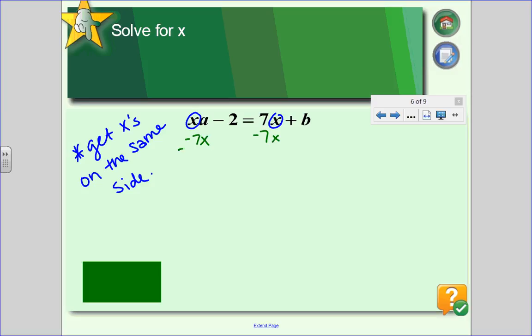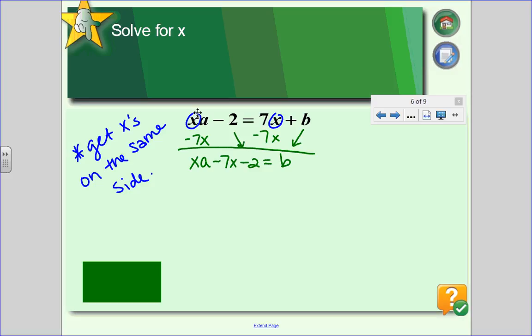And it doesn't matter how you do this. But that will leave me with xa minus 7x. Notice I couldn't actually combine them, because the x is multiplied by an a and this has just an x. So they're not like terms. Because I can't combine them, I'm just writing them together. I'll bring down my minus 2 and I'll bring down the b from this side.